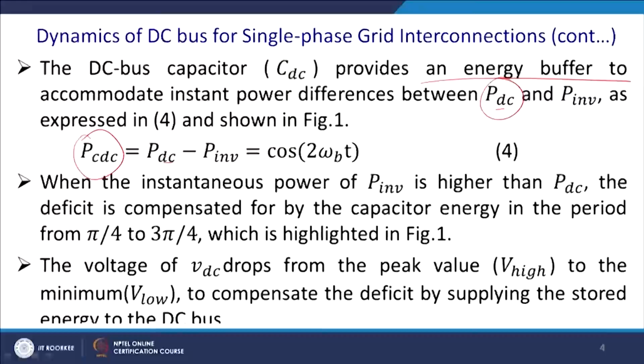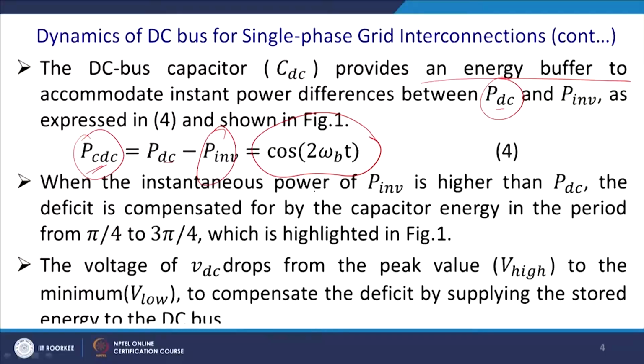PDC that has been fed by this DC to DC converter minus P inverter, which essentially will have a double frequency oscillation, and sometimes it will be positive, sometimes negative. So, this has to be supplied by this capacitor.